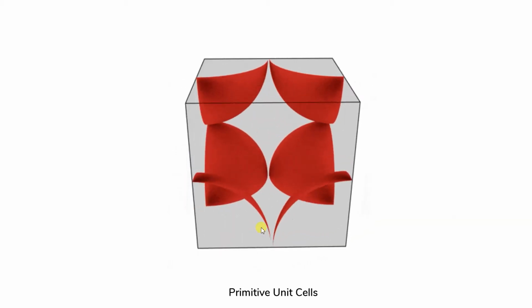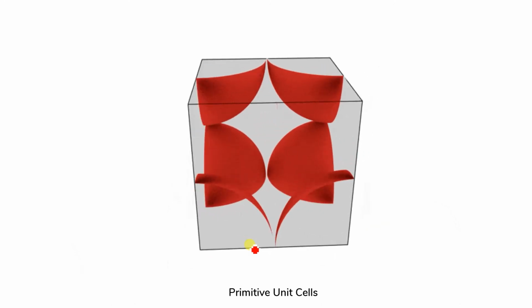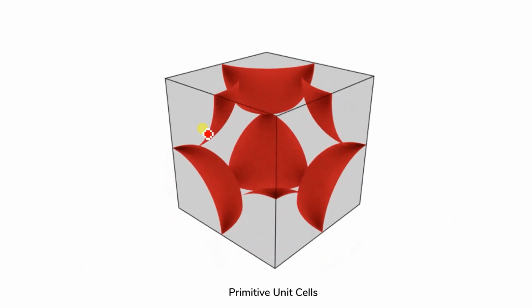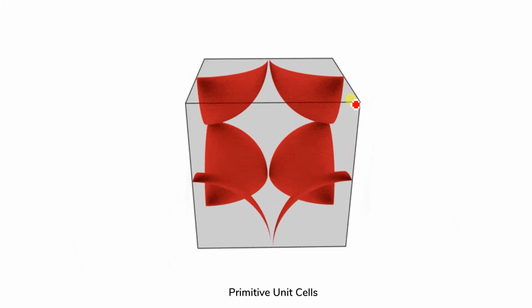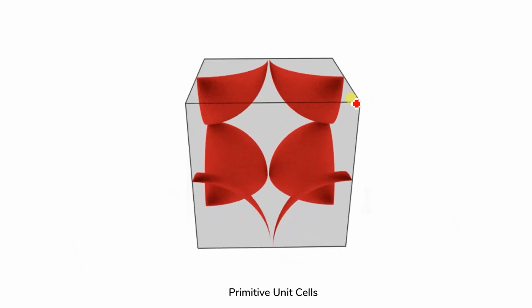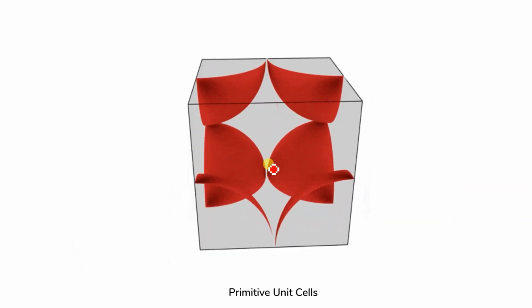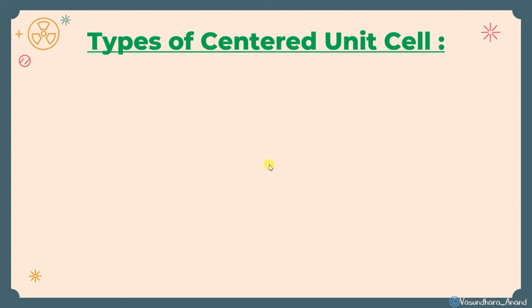Let's do an example. We can see the primitive unit cell has particles only at the corners. You can see the corner parts; each one is 1/8 of an atom in one cubic cell. And the red part that you can see is the 1/8 part of a sphere. Yes.